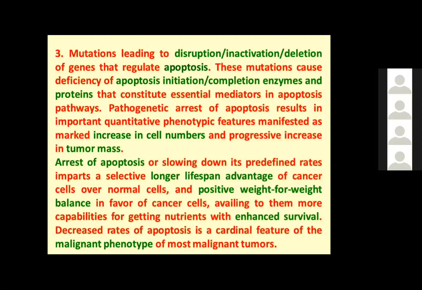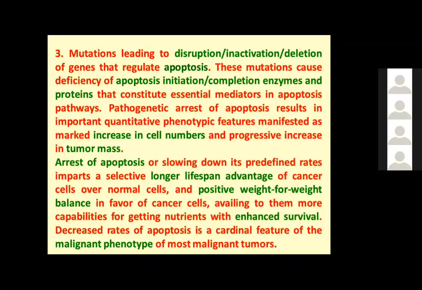These mutations cause deficiency of apoptosis initiation and completion enzymes and proteins, which constitute essential mediators in apoptosis pathways. Pathogenetic arrest of apoptosis results in important quantitative phenotypic features manifested as a marked increase in cell number and progressive increase in tumor mass. When apoptosis is arrested within tumor cells as a major feature of the malignant phenotype, what will happen? We will get an increase in cell numbers and a progressive increase in tumor mass.